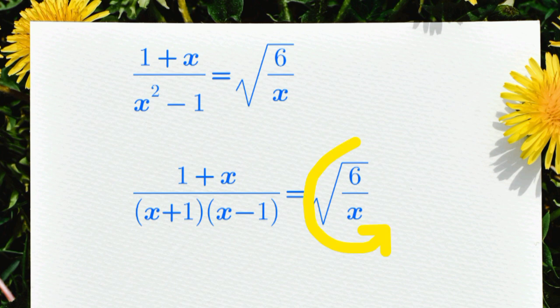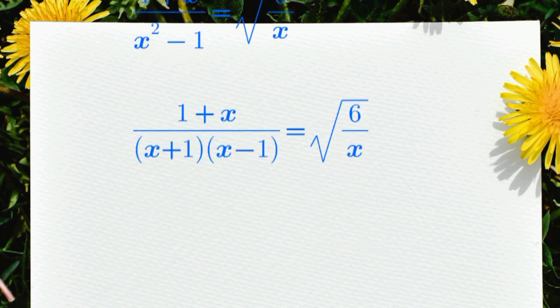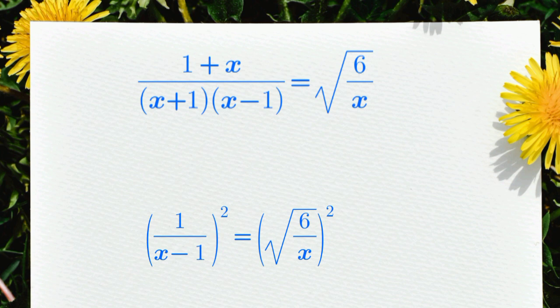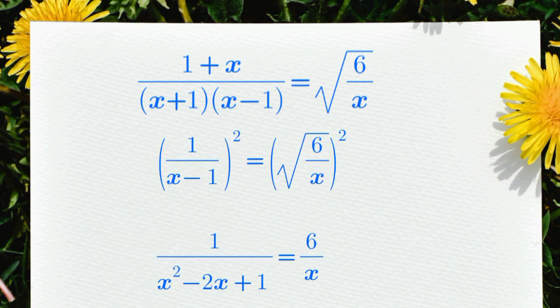We'll try getting rid of the square root here, that is the square root of 6 all over x. So what do we do? We square both sides. Obviously, as you know, square root is just like saying raised to the power of 1/2. So when we square both sides, our 1/2 will multiply by 2/1, and they will cancel each other. We'll be left with just 6/x. So when we square the left hand side, we'll be left with 1/(x^2 - 2x + 1) = 6/x.